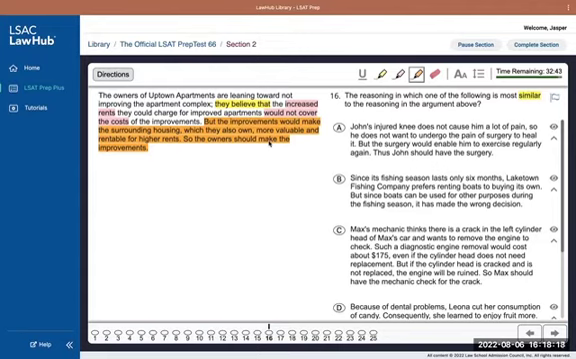All right, so John's injured knee doesn't cause him a lot of pain. So he doesn't want to undergo the pain of surgery to heal it. But the surgery would enable him to exercise regularly again. Thus, John should have the surgery. Okay, so I can see this one matching a bit, right?